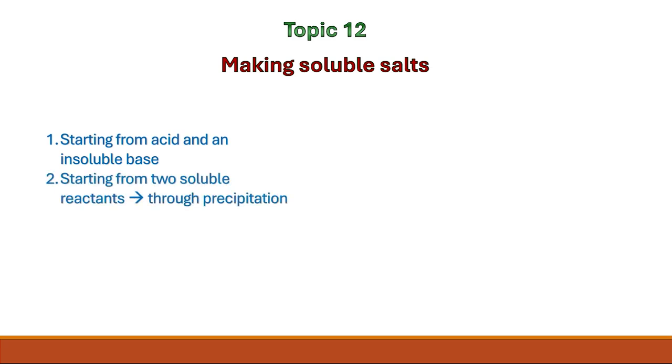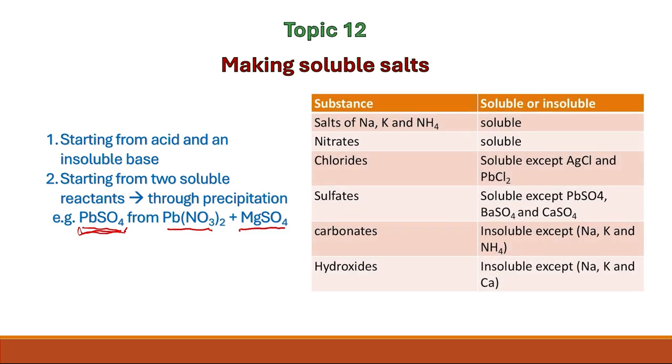You can also make salts starting from two soluble reactants through precipitation. For example, lead sulfate is a precipitate, it's insoluble in water. You can form this by a reaction between lead nitrate and magnesium sulfate. That will give you a precipitate or a solid of lead sulfate, and you can filter the lead sulfate and then dry it. Remember the rules for solubility of different salts.